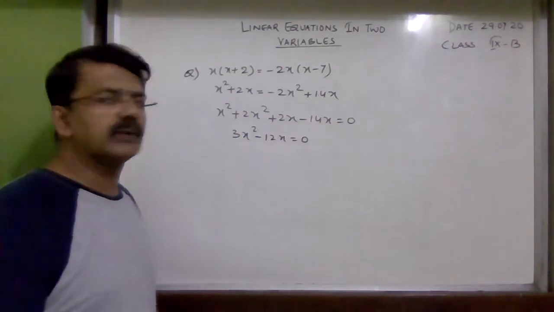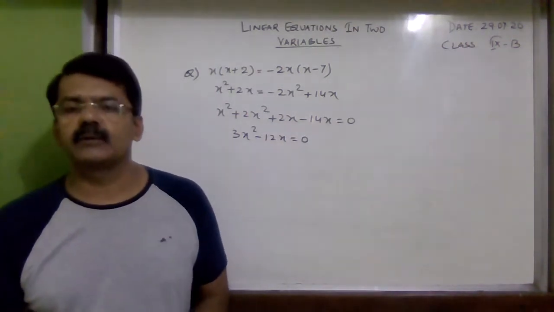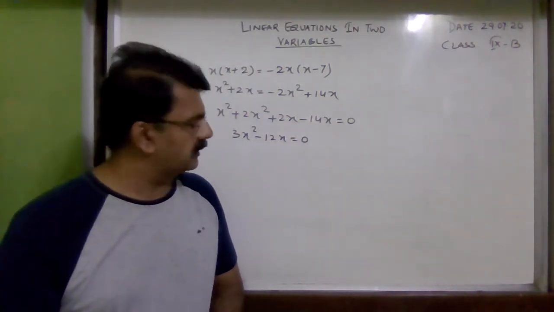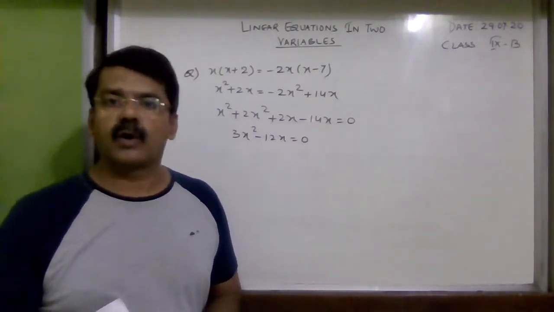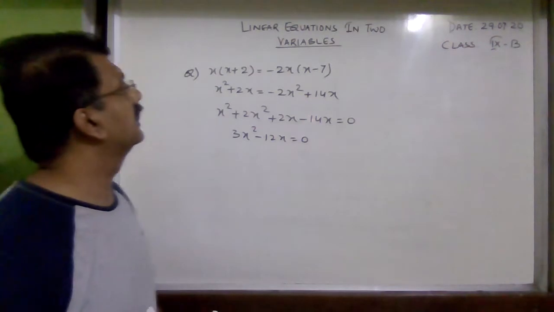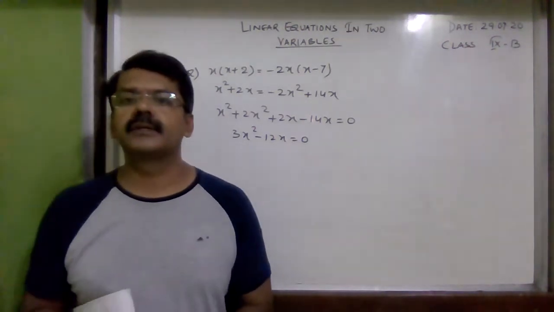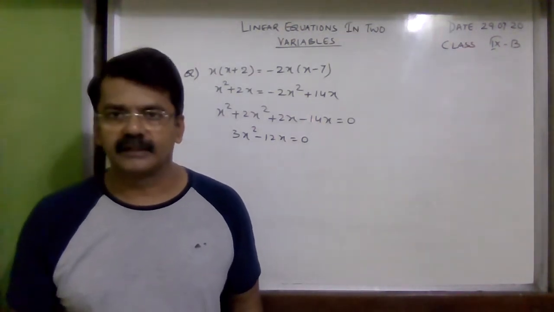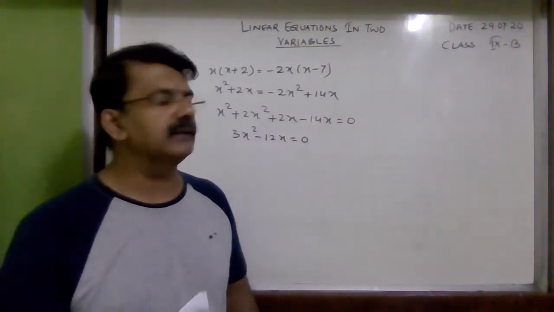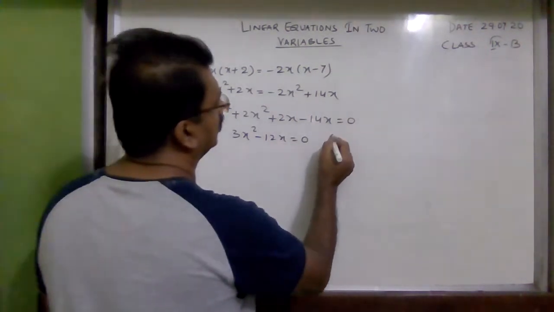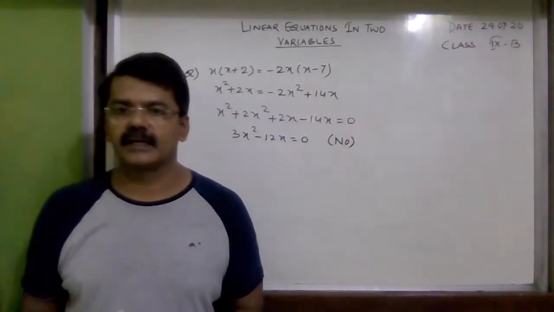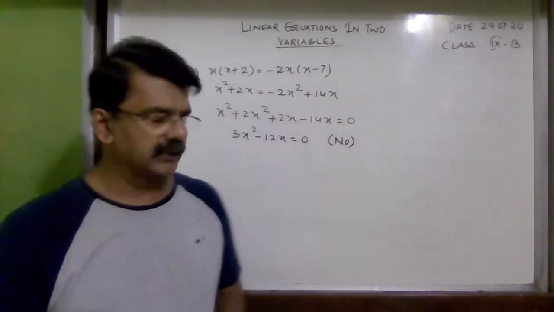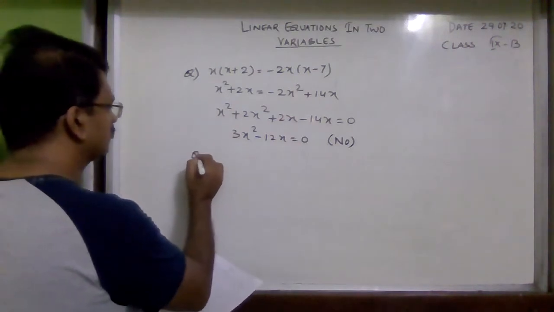Now you can see, as in this equation the maximum power of x is 2, so this is a quadratic equation, not a linear equation. Is it clear? Okay, so your answer will be no, because the question was whether it is a linear equation or not. One more example.